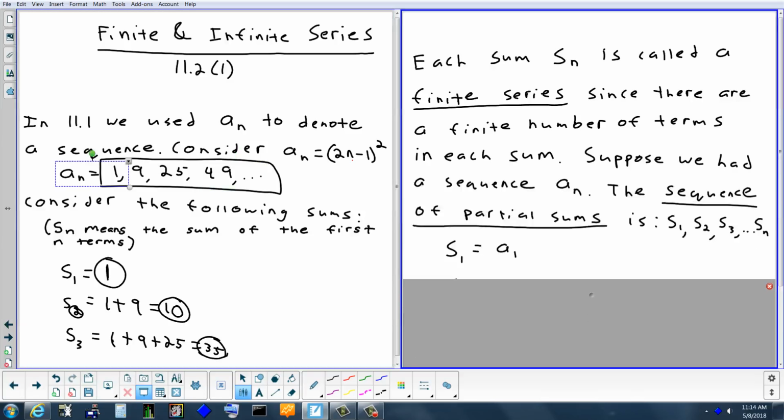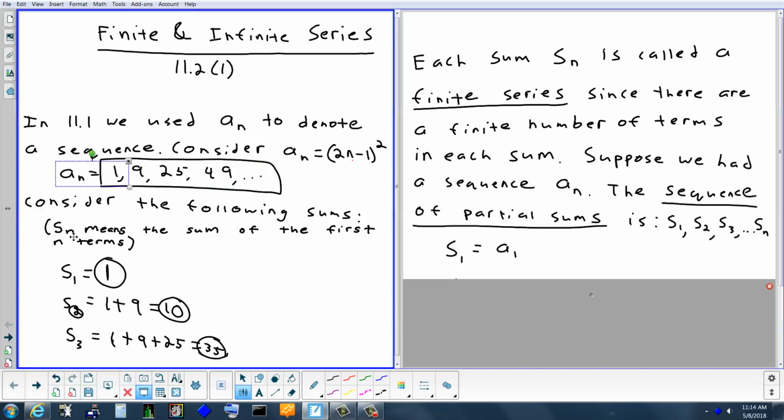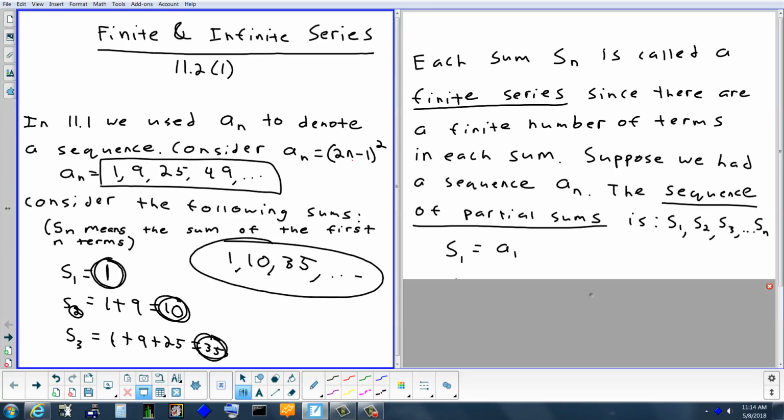All right, so suppose we had some sequence, just like we had here, and it's generating terms 1, 9, 25, 49. If you then take the partial sums, 1, 10, 35, and write them like this, and it keeps going. We didn't do the next one. What you're writing right here, 1, comma 10, comma 35, that's called a sequence of partial sums. It's a new sequence because it's separated with commas.